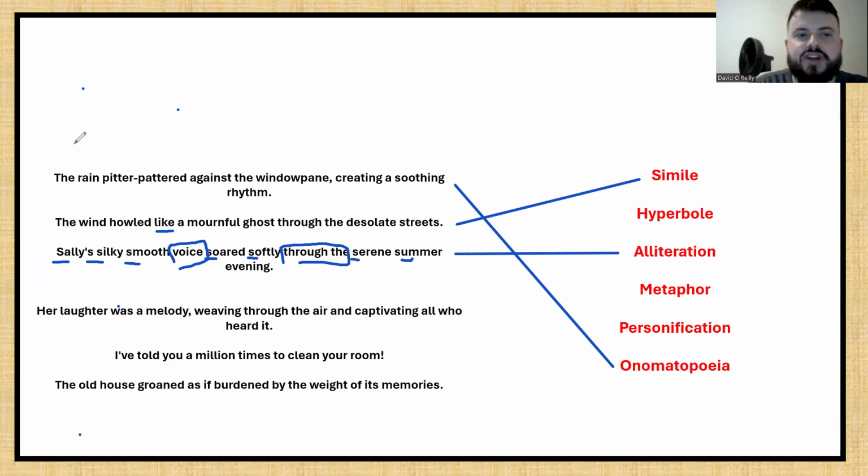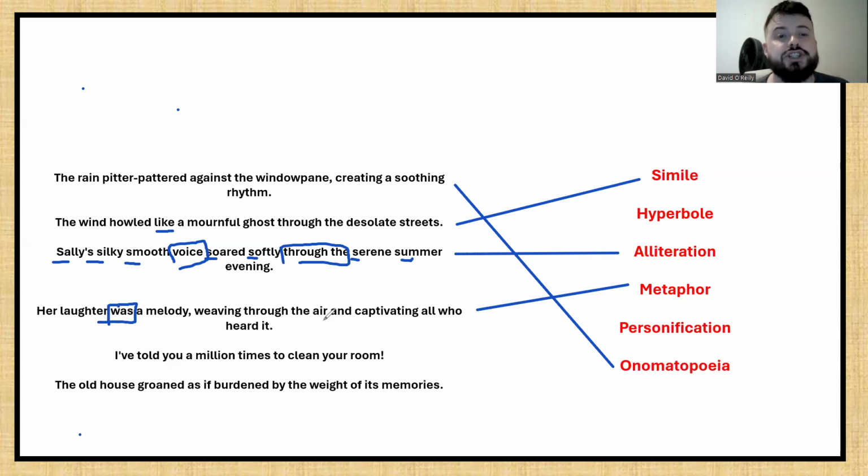This one might be a bit tricky. The answer is metaphor. Why is it metaphor? Well, was is the past form of the word is. So we can use was instead of is. And remember, metaphors is when we're saying something is something. Her laughter is a melody. Her laughter was a melody, okay? So those words are the same word, aren't they? So this is a metaphor.